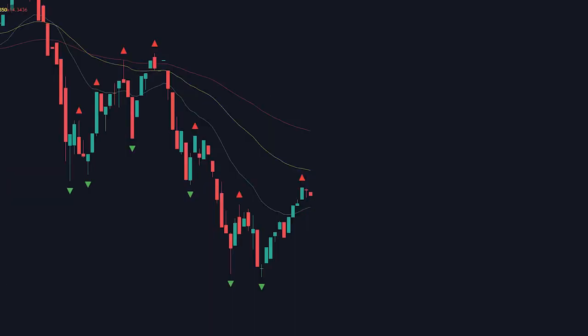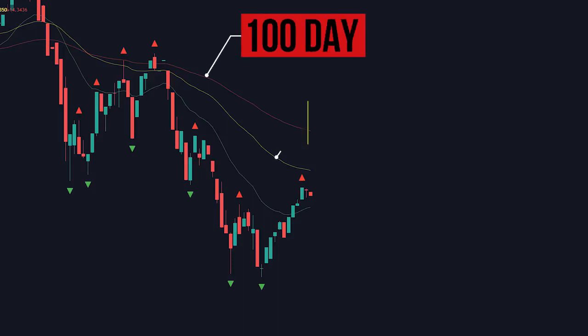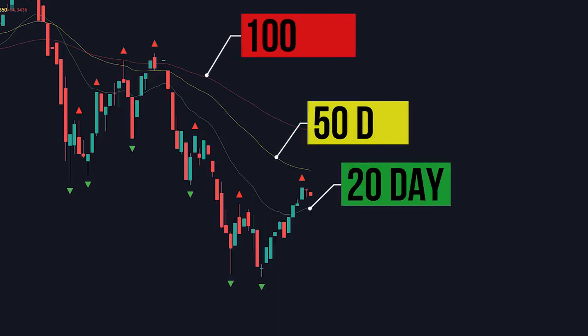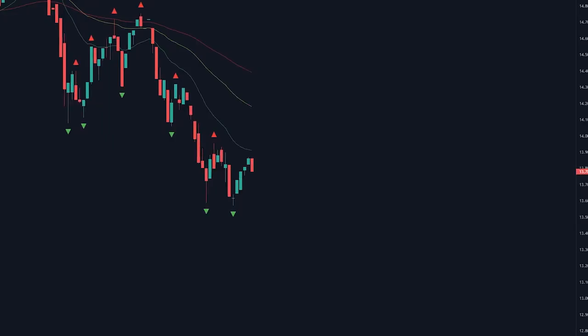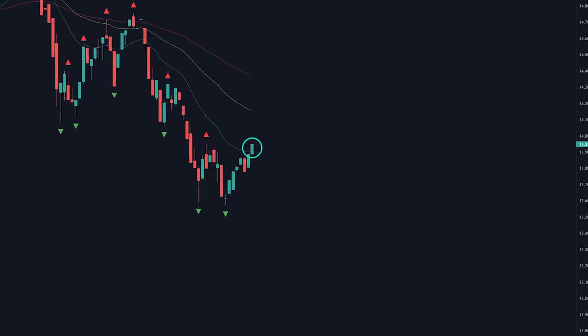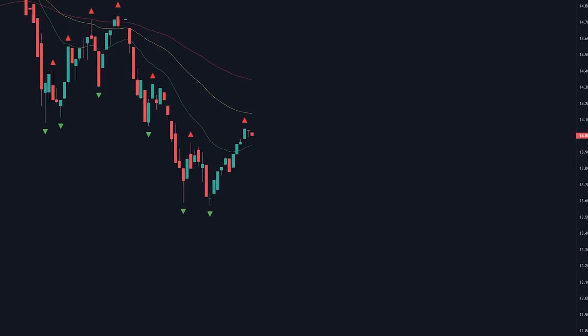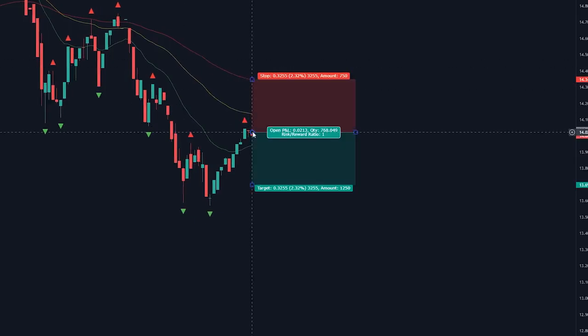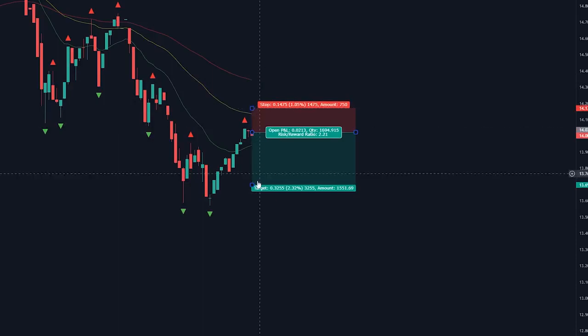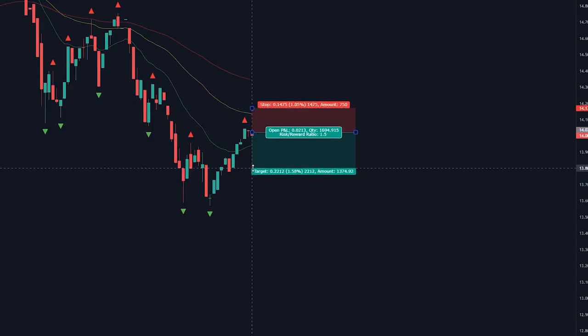Now let's take an example of a short trade with this strategy. First, make sure all of the lines are in the correct order with the 100-day on top and the 20 on bottom. Then we wait for the price to cross above the 20-day, then wait for a red arrow from the Williams Fractal indicator. Once we get the signal, we enter the trade here, add a stop loss right above the 50-day, and then set a 1.5 profit ratio.